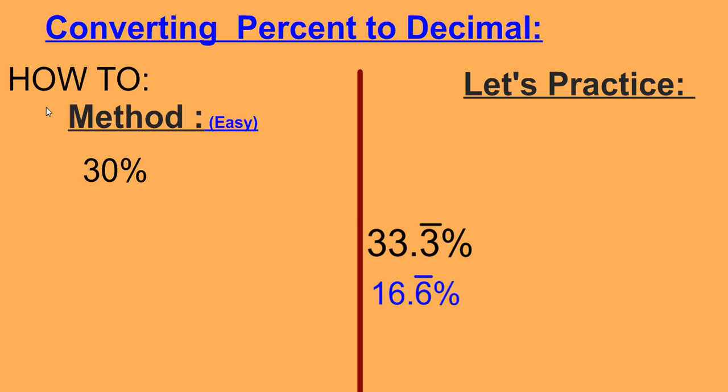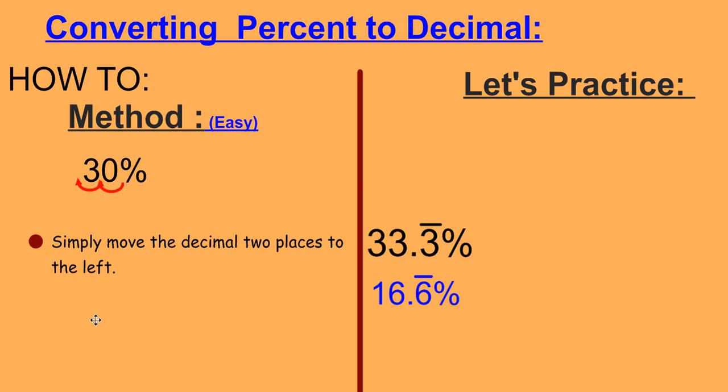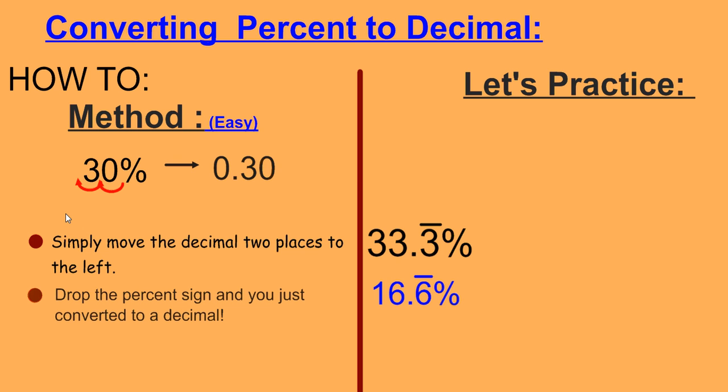This is actually pretty easy, and the method we're going to show you is very similar to converting a decimal to a percent, but in reverse. First, you want to simply move the decimal 2 places to the left. Your second step is to drop the percent sign, and you just converted a percent to a decimal. So let's try some practice here.